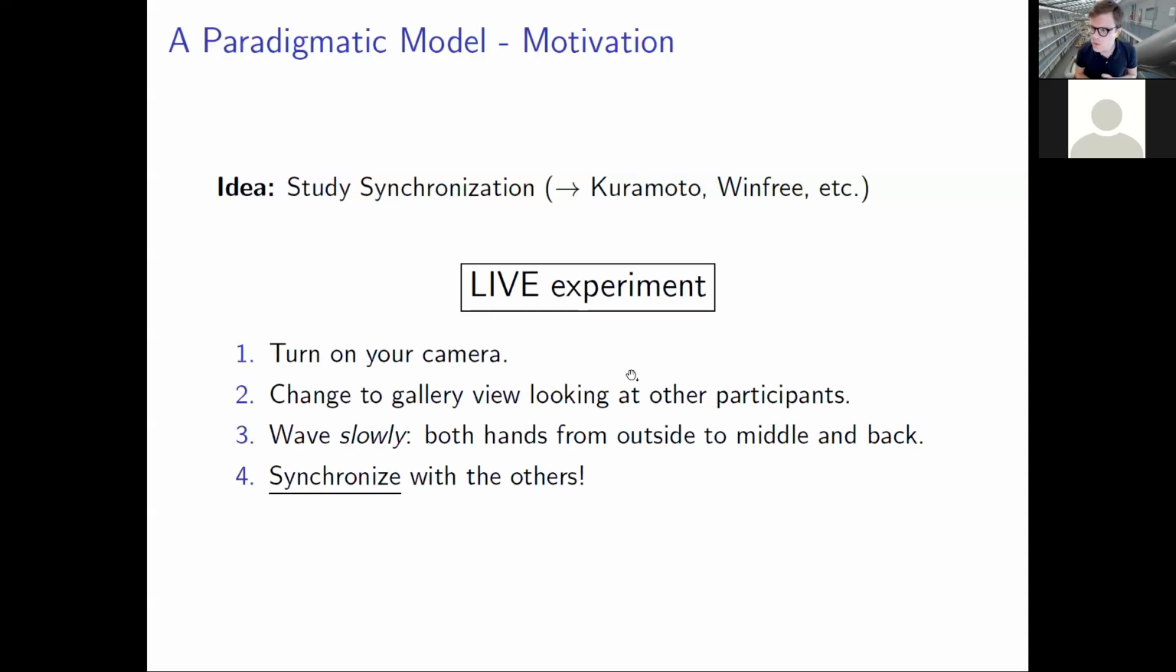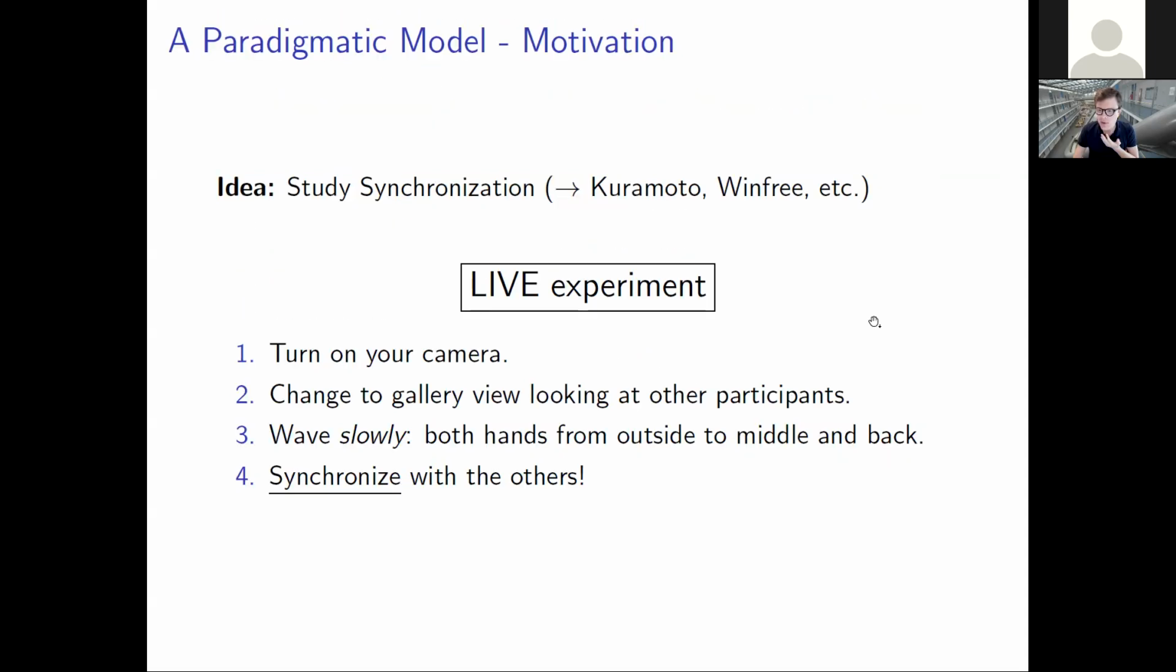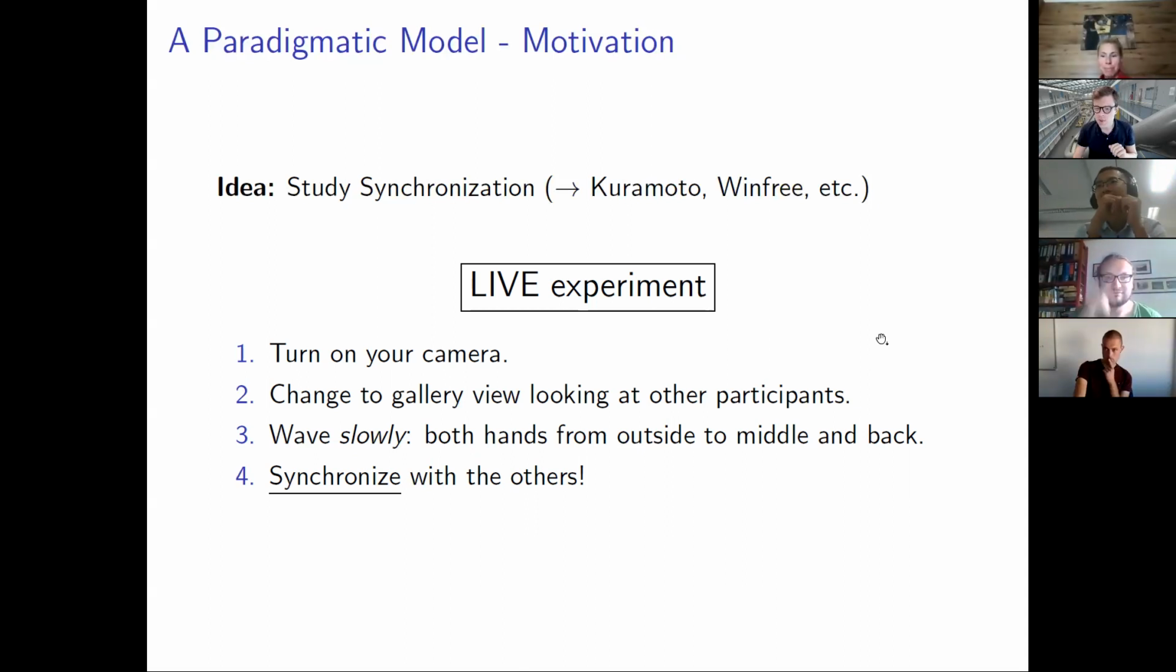So what we will do is we will try to do a live Zoom experiment on synchronization. I will change to the gallery view, and I ask you all to make your cameras come up and try to do this experiment with me, on actually trying to synchronize waving. So please, if you are so kind, turn on your camera if you are willing to take part in the experiment. The idea is you do this waving motion slowly, and you just do it at your own frequency.